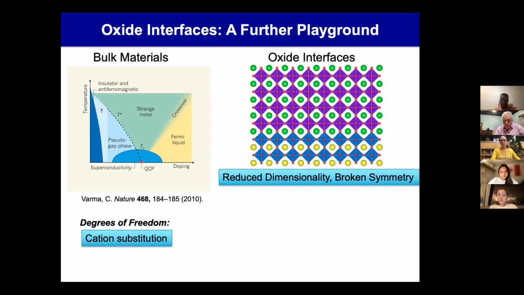We can also think about broken symmetries. Now you break that interfacial mirror plane symmetry in the crystal when you have two different materials.